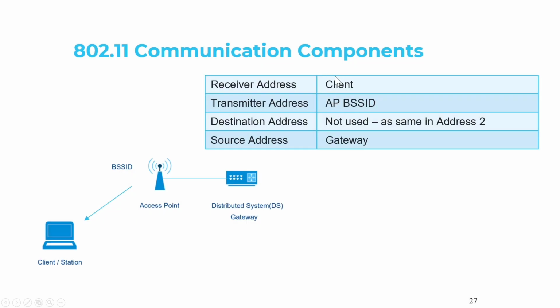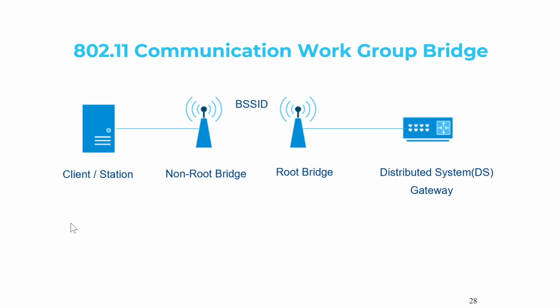So let's look at another example here now. It's 01, which means it is coming from the DS. It's coming from the distribution system towards the client. That's how I know that the frame is downlink from AP to the client. The address client, sender is going to be the AP BSSID, destination is not used because it's the same, and so on, right?